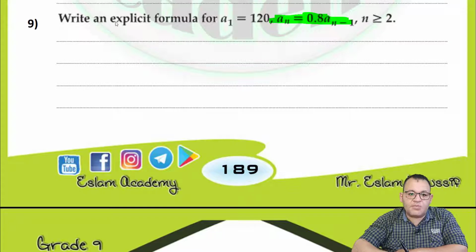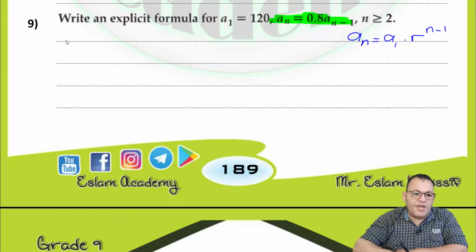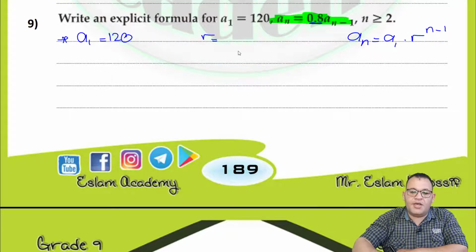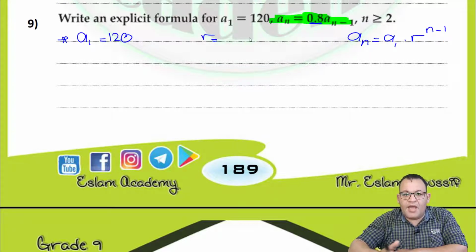We need to write the explicit formula. The explicit formula for the geometric sequence is an equals a1 multiplied by r to the power n minus 1. That's the explicit formula for the geometric sequence. We now need to find a1 and r. What is the value of a1? a1 is 120. r, the common ratio, is 0.8, the number that we multiplied by an minus 1. So it will be 0.8.